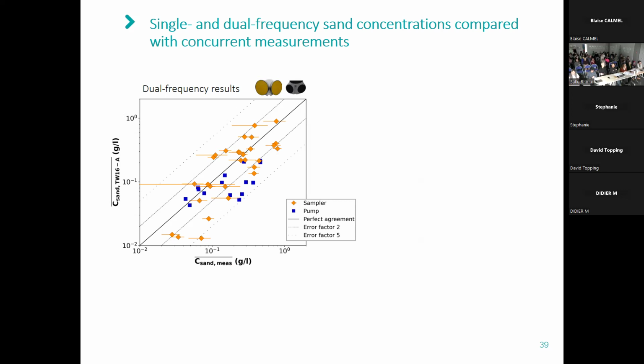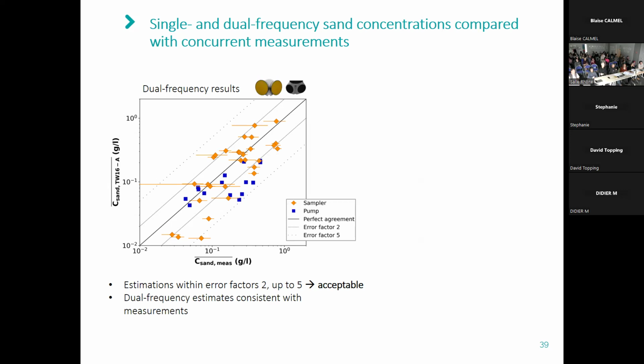And I can see here that compared to the measurements by the sampler suspended sediment measurements, which were used for the calibration, and to the pump measurements that were only used here for the validation, the estimations are usually within a factor of 2, or sometimes up to 5, which is still considered acceptable because of this important variability of more than 2 orders of magnitude of the sand concentration. So we can say that the dual frequency estimates are consistent with the measurements.